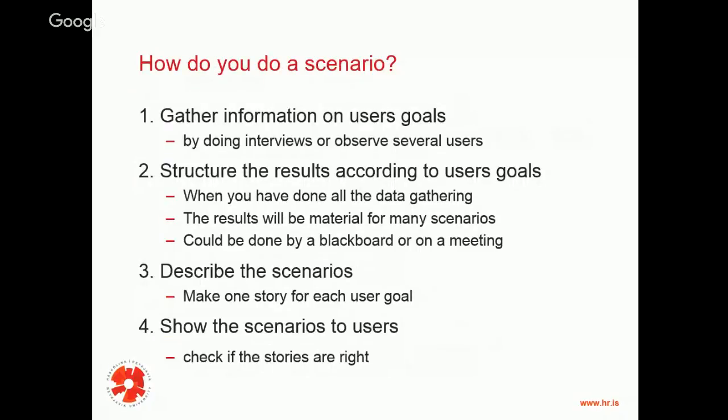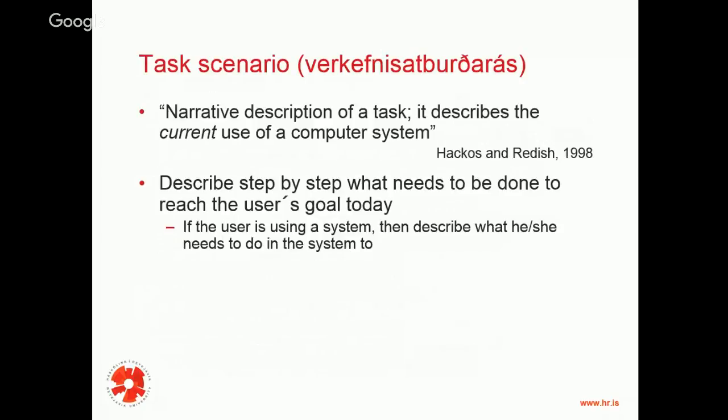So how do you do a scenario? You have to gather information on the user goals by doing interviews or observing users, and then structure the results according to the user goals. And then, write each scenario, and then test the scenarios, show it to users. We have 4 types of scenarios, and you are using all 4 of them in assignment 1.